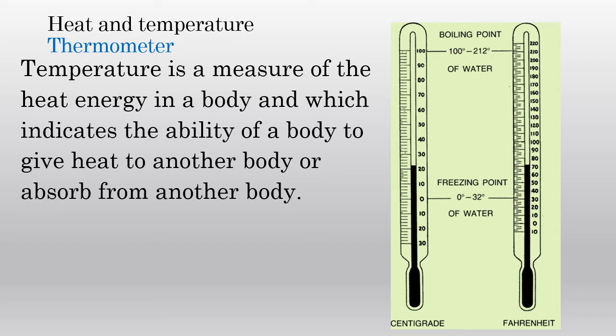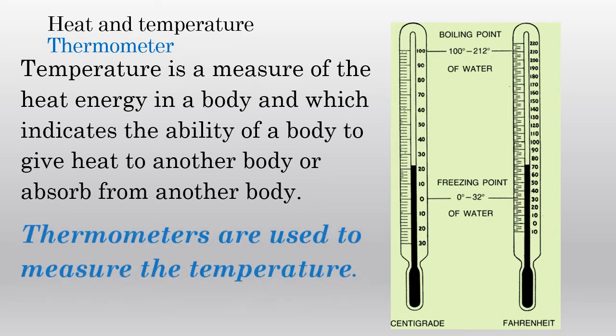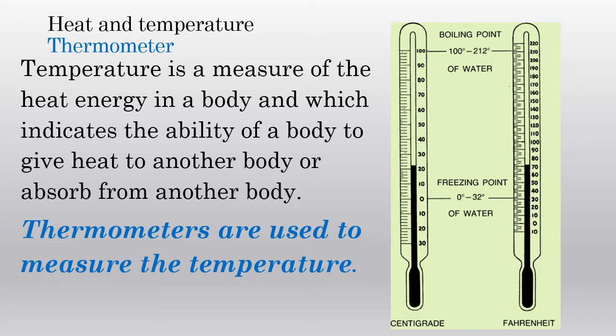Temperature is a measure of degree of hotness or coldness. A thermometer is an instrument to measure how much it is. So thermometers are used to measure the temperature. So temperature is the measure of heat energy, and thermometers are used to measure the temperature. Understand? So there are two types of thermometers.